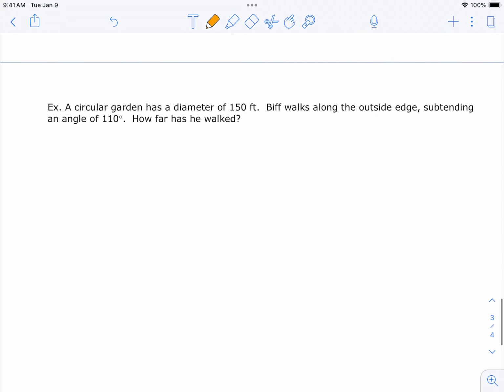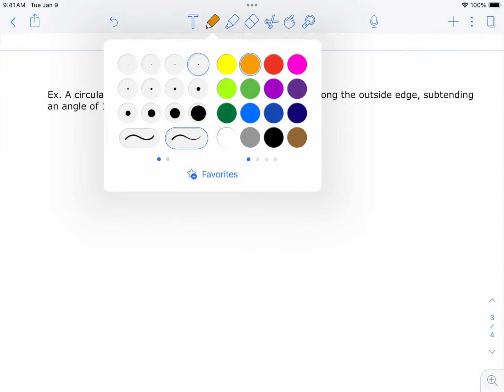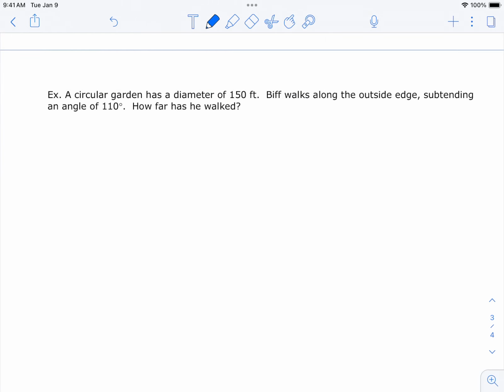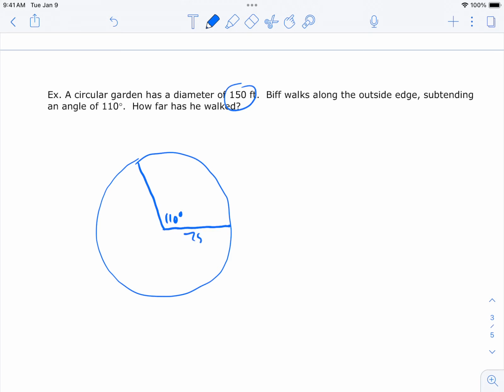Okay, here we go. Just a couple examples to finish up. There's a circular garden. Okay, I'm going to try to draw more or less a circle. It has a diameter of 150 feet. Cool. Biff walks along the outside edge, subtending an angle of 110 degrees. Well, that would be 90 degrees, so a little bit more than that. So that's 110 degrees right here. Now it says the diameter is 150 feet, so that must be 75 feet here. So the question is, how far has he walked? That would be this arc length S.